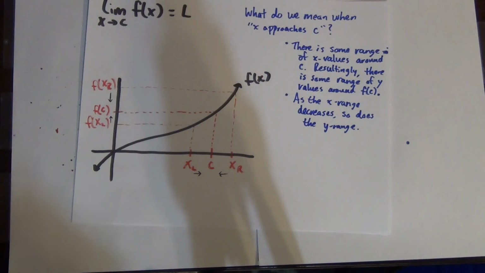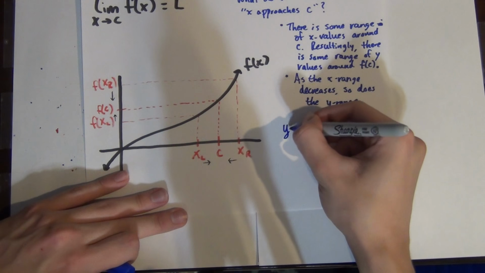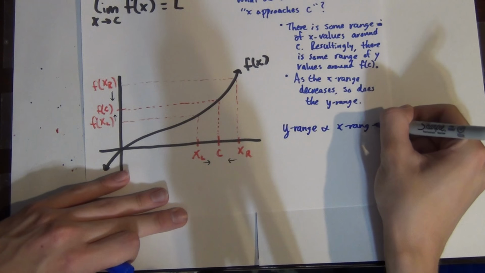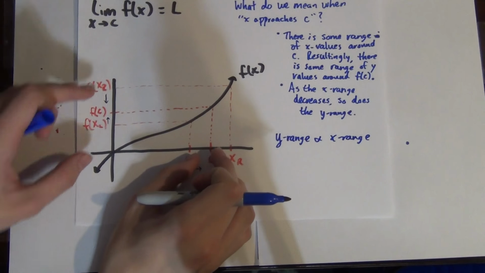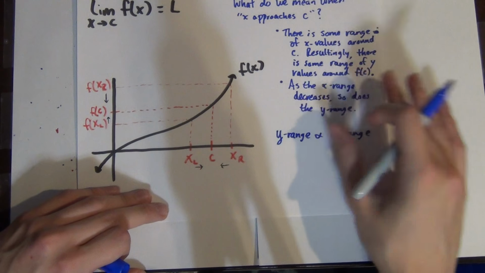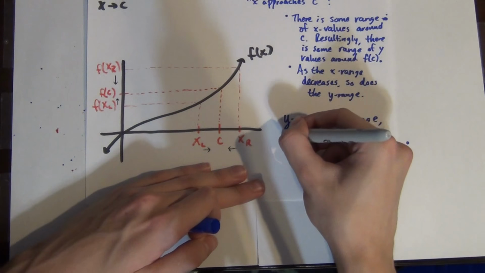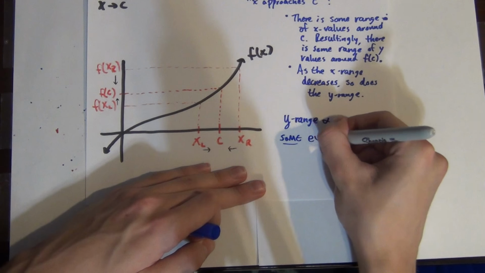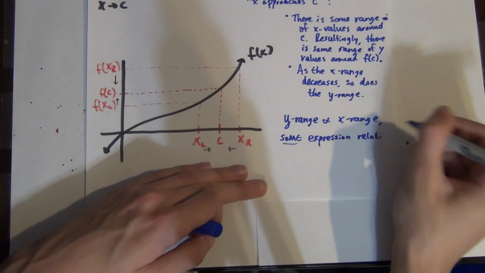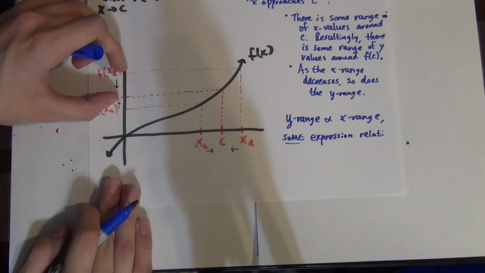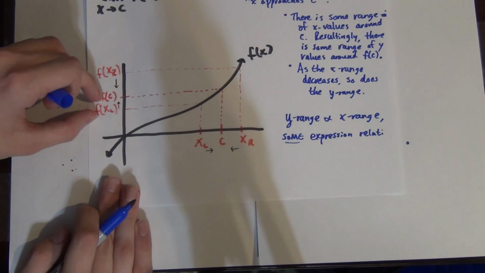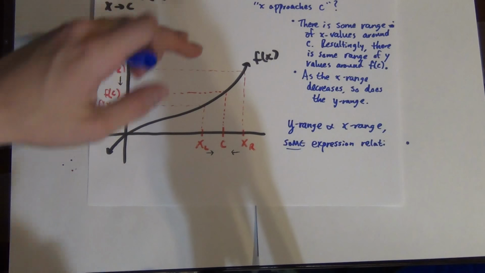So because of this, I can say that the y range is proportional to the x range. If my x range decreases, so does my y range. If it increases, the y range does the same thing. So because they're proportional, there is some expression that relates these guys for every function. That's going to be different depending on the function. Like this guy, like I said, this range between f of c and the right endpoint is greater than f of c and the left endpoint, and that's because the function is increasing.